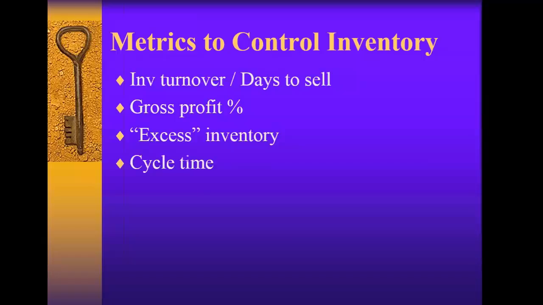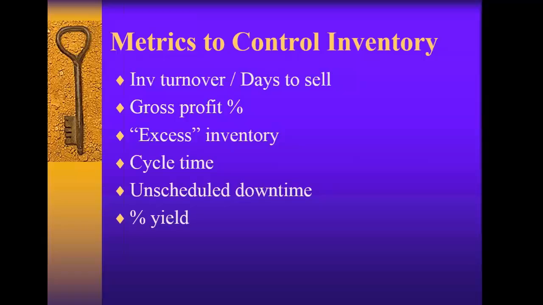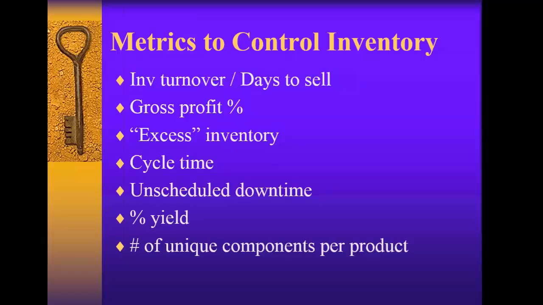We're also interested in excess inventory, cycle time, and unscheduled downtime. Unscheduled downtime is essentially understanding that there is a cost associated with not having the inventory. So what we're concerned with is making sure that the inventory stays at a level where we're not going to have any unscheduled downtime beyond other unforeseen circumstances.